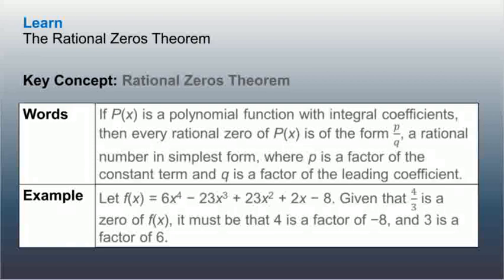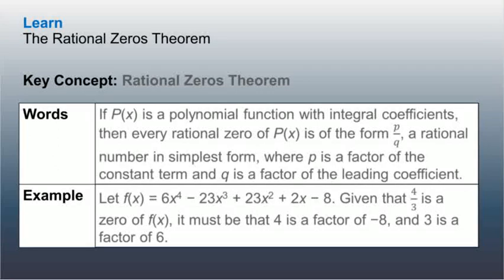Next part is the rational zeros theorem. The rational zeros theorem says if p of x is a polynomial function with integral coefficients, then every rational zero of p of x is of the form p divided by q, a rational number in simplest form, where p is a factor of the constant term and q is a factor of the leading coefficient.